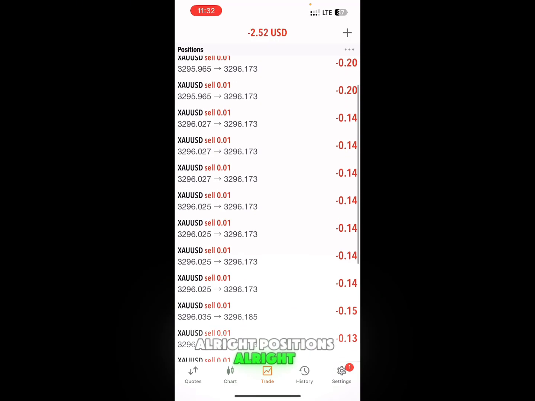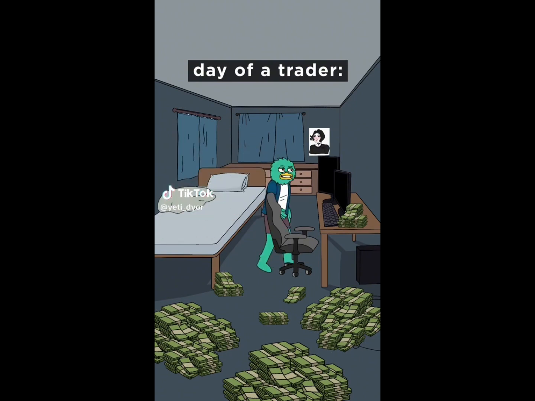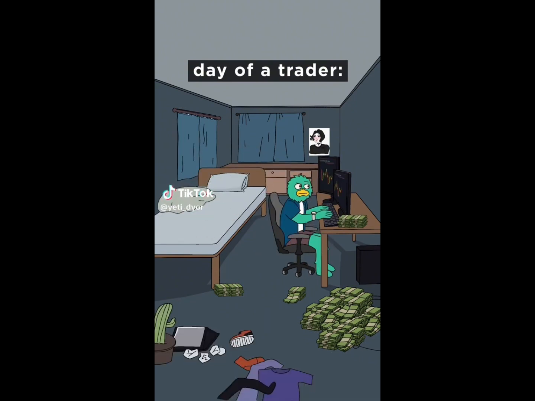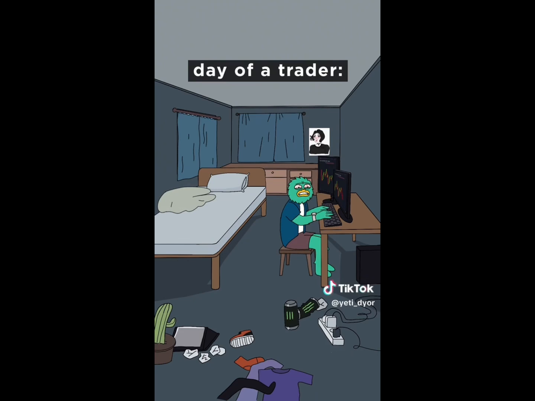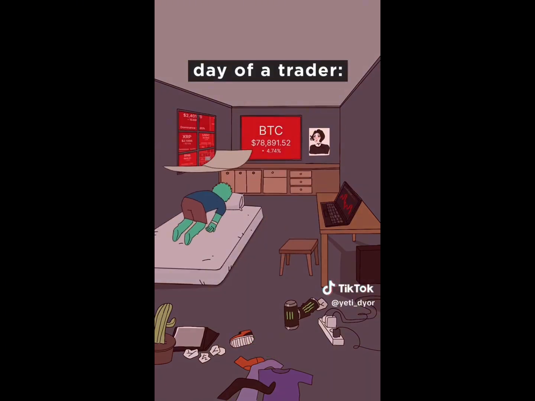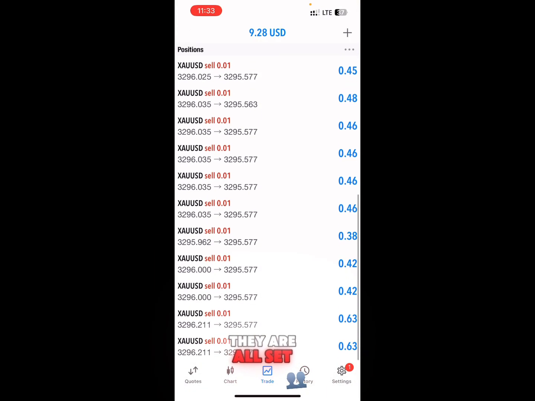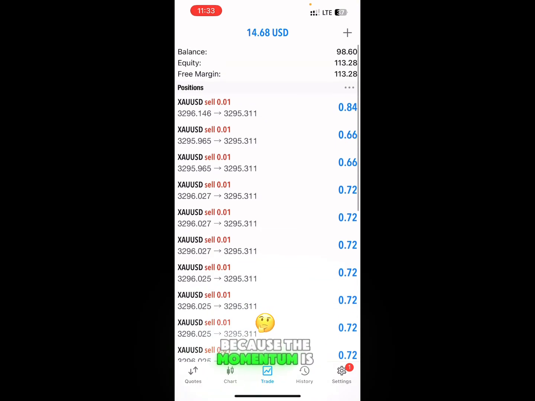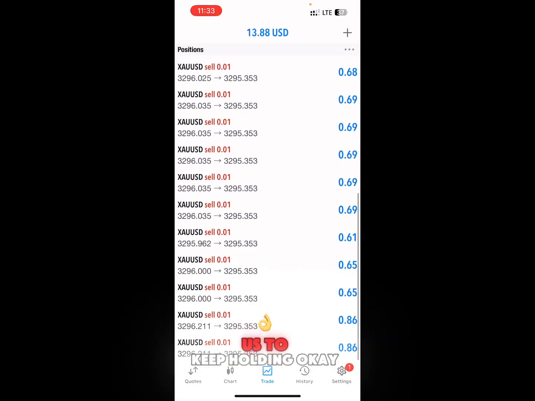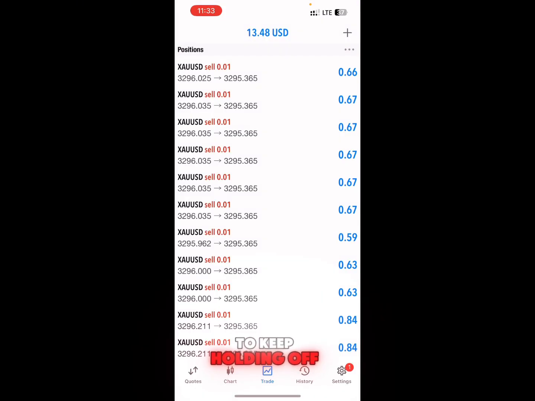All right, positions. Here are our positions. They are all set because the momentum is currently bearish, so it's good for us to keep holding.